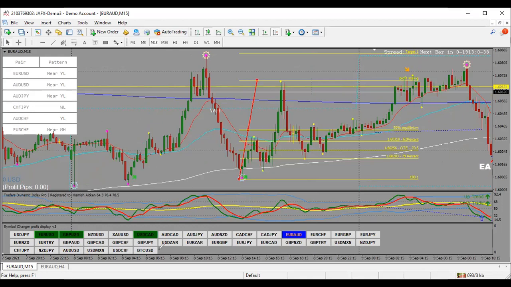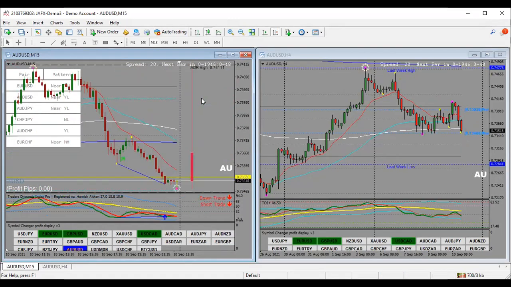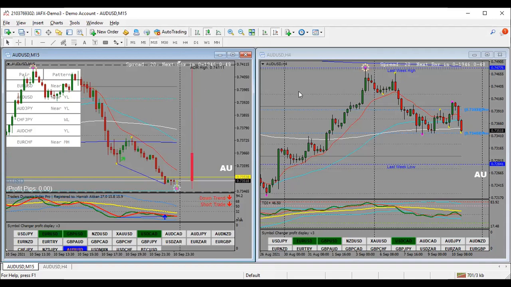So the first thing I look at, when I see price at yesterday's low or yesterday's high, I will click it first. And it's going to appear on H4 and M15. It will take me to both charts at the same time. Look at it now. This is AUD USD. So this is a very good setup. So I should look for price at yesterday's high. Did you see that?